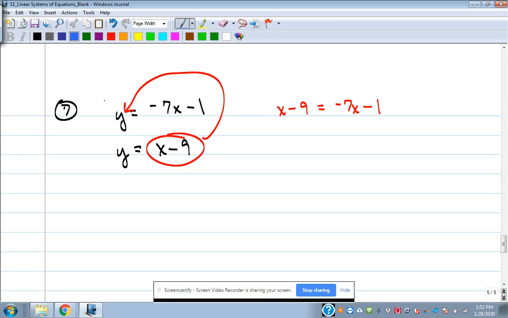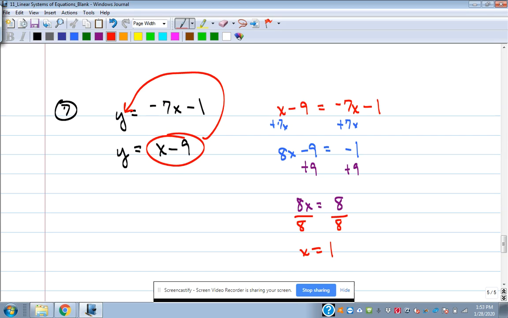And then I'm going to try to get x by itself. I'm going to add 7x. I'm going to add 9. Divide by 8. I got x is equal to 1. Is that what y'all guys got?